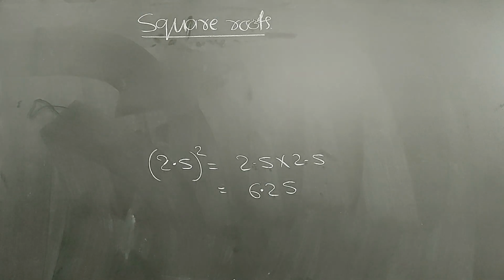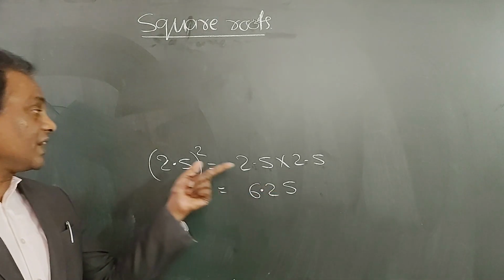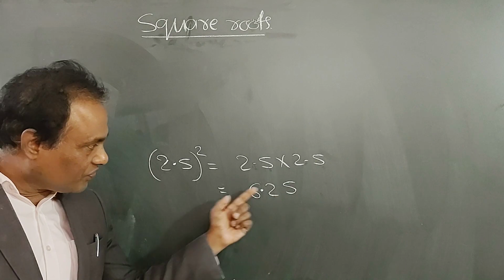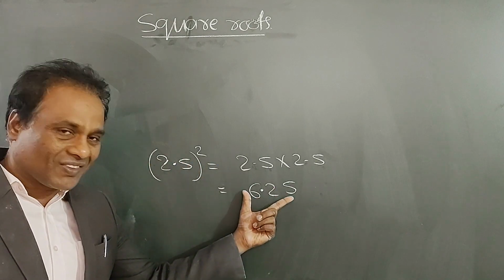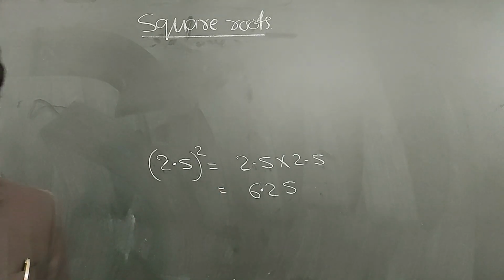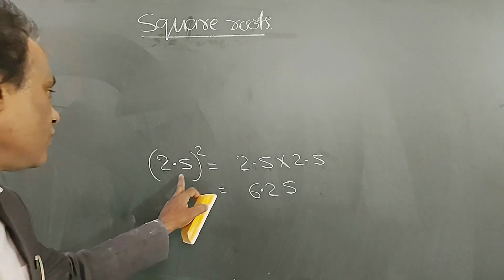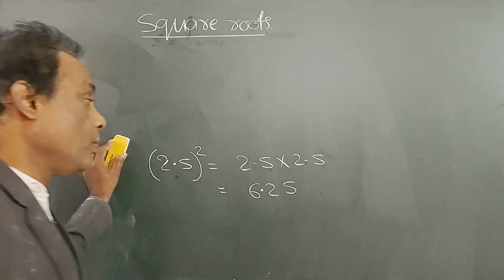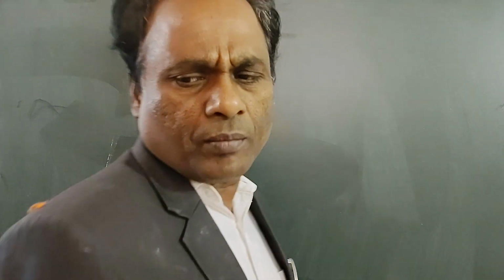So now, if this is given, we have to get this answer. If the square of this is this, the square root of this is 2.5. So now if 6.25 is given, then we have to find this value, 2.5, which is called the square root. How to find it? Same process, division method only.